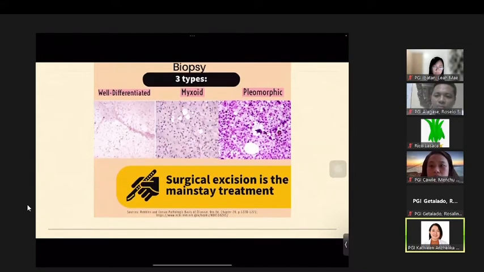So next, we have three types of liposarcoma. This is histologically divided into three. We have well-differentiated liposarcoma, which contains adipocytes with scattered atypical spindle cells. So this is indolent in nature.